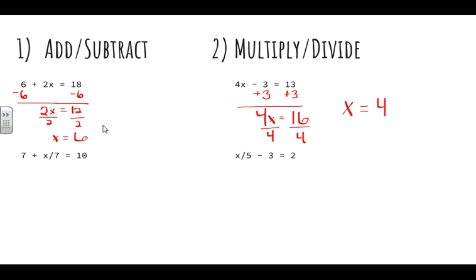Next we have 7 plus x divided by 7 equals 10. So the first thing we need to do is get rid of our 7. We're going to subtract it. 7 minus 7 is 0, so we're left with x divided by 7 equals 10 minus 7 is 3. Now, in order to solve here, since this is a division problem, x divided by 7, we're going to multiply by 7. We do the opposite. That will get rid of that 7.